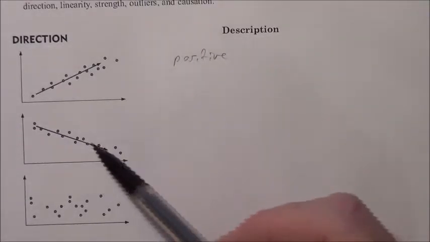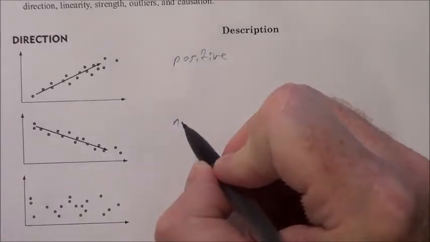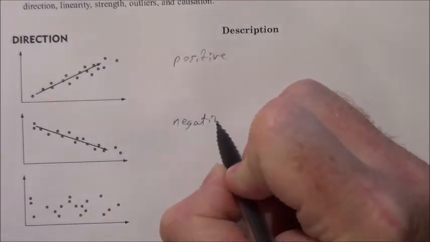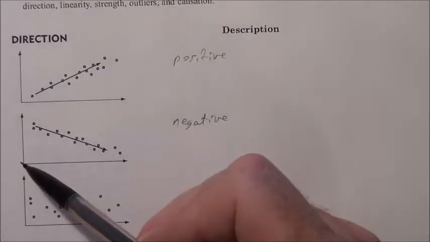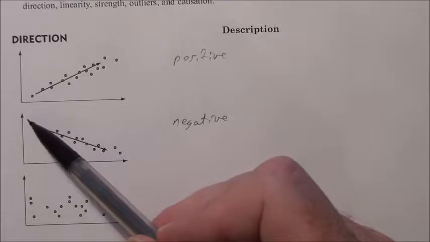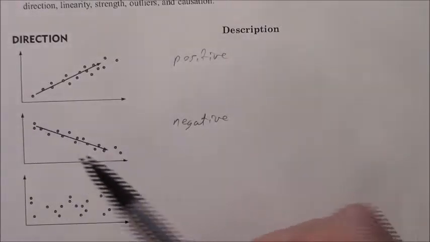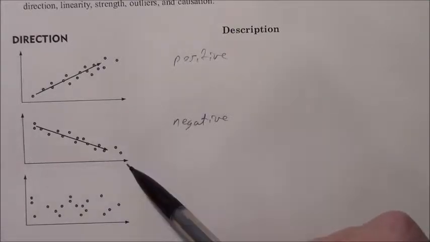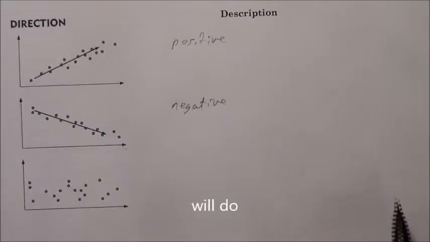When we look at a general downward trend, downward to the right, we call it a negative relationship or a negative correlation. And that tells us that the dependent variable is decreasing as the independent variable is increasing. Okay, so we might want to make note of that.